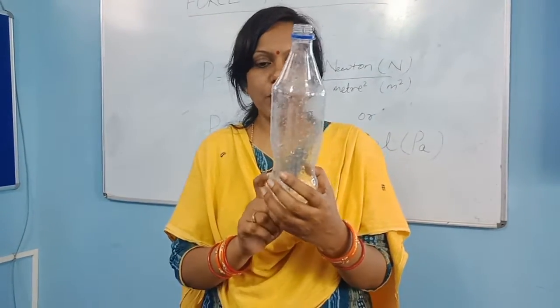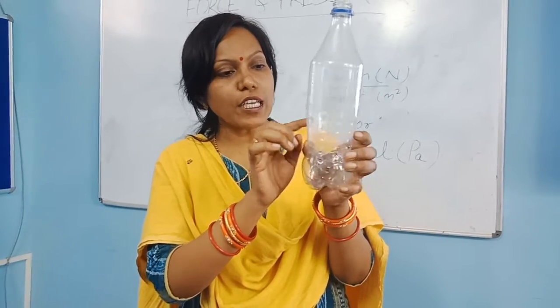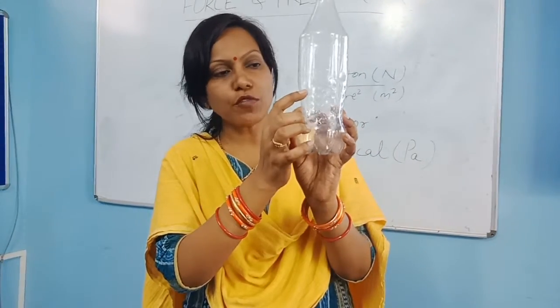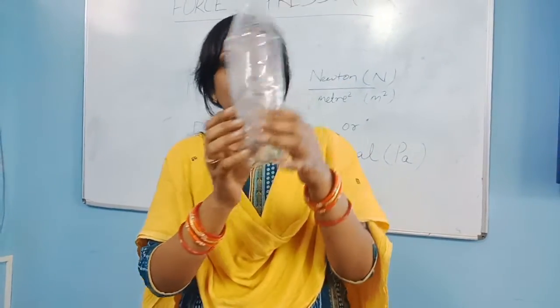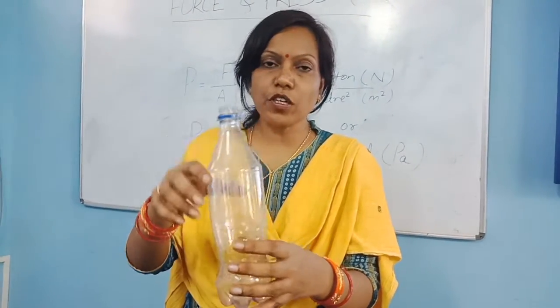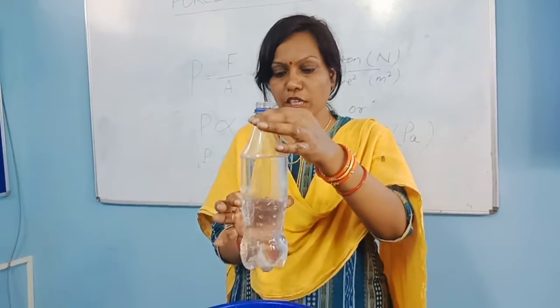Take one plastic bottle and make two equal-size holes at the same height of the bottle. Here is one hole, and on its opposite side is the other hole. Now we fill water into the bottle. Now the bottle is filled with water.